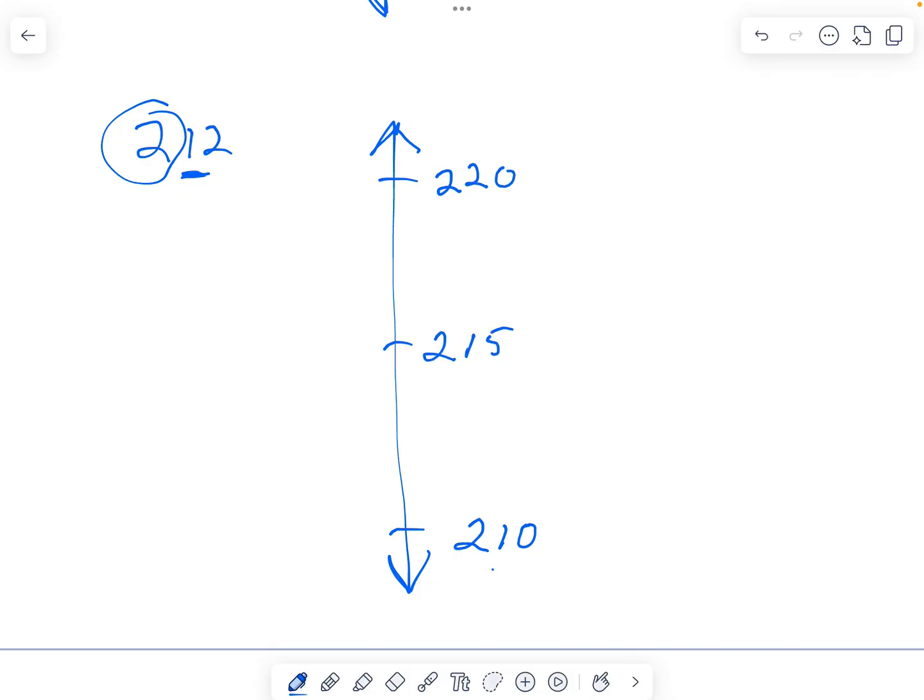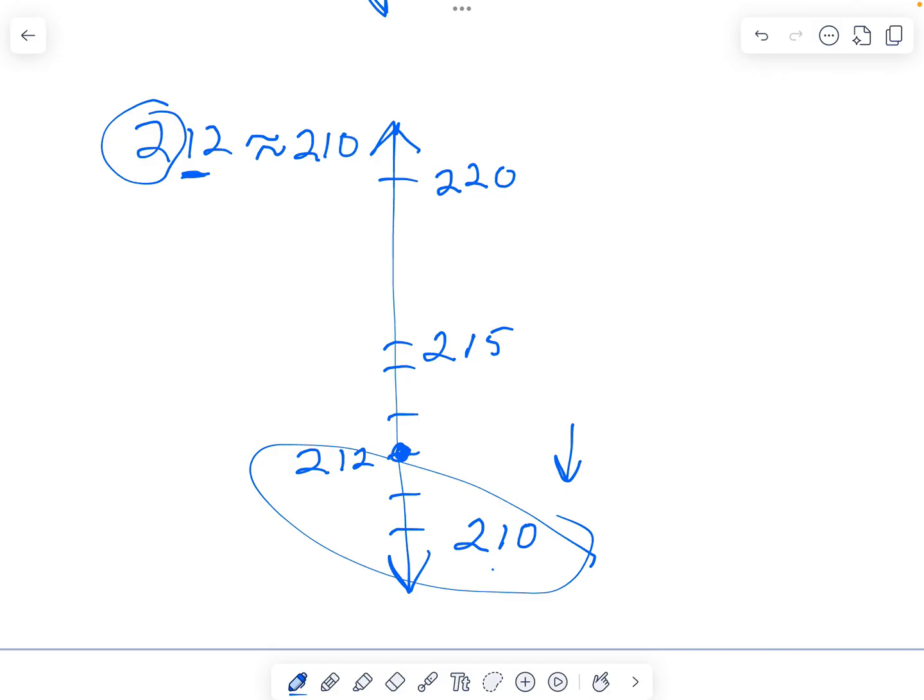Now I'm going to plot my 212. My 212 is going to live somewhere over here. I'll put my tick marks in. And I find that 212 lives right over here. And I can see that it rounds down to 210. It does not round up to 220. So this rounds down. 212 is approximately 210.